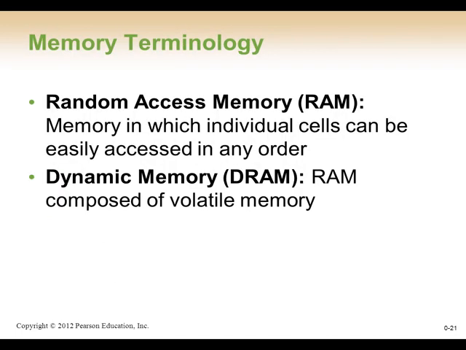Random access memory means just like that: I can go to a specific address and pick up whatever I need to. Dynamic memory is volatile memory. That means when I turn off my computer, everything that I had in the memory is gone. Nothing stays in the memory.